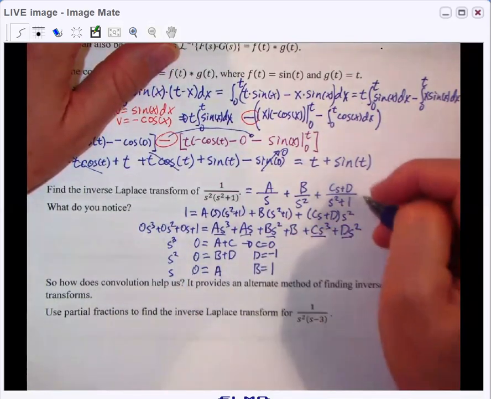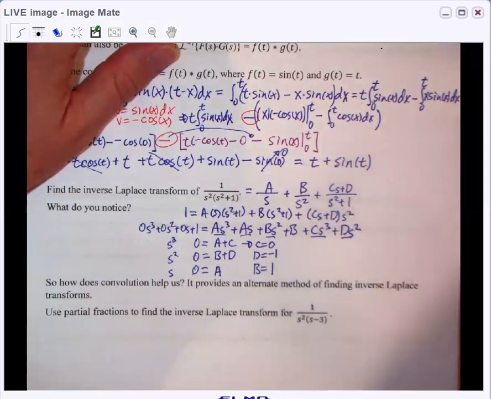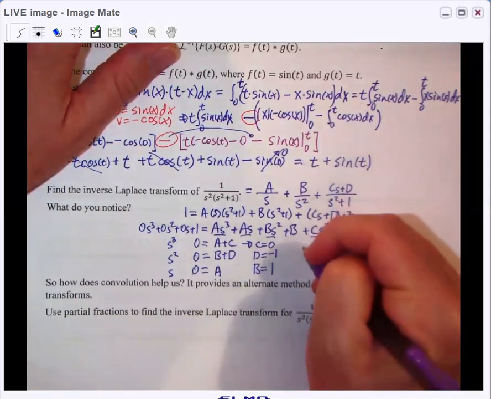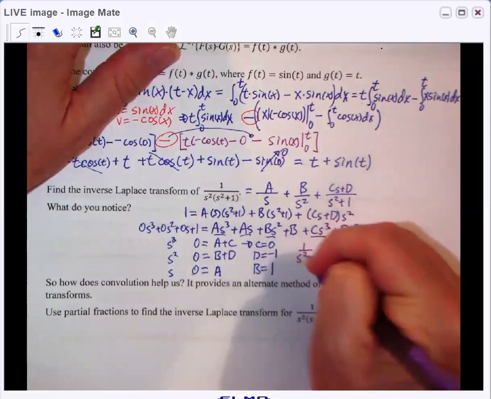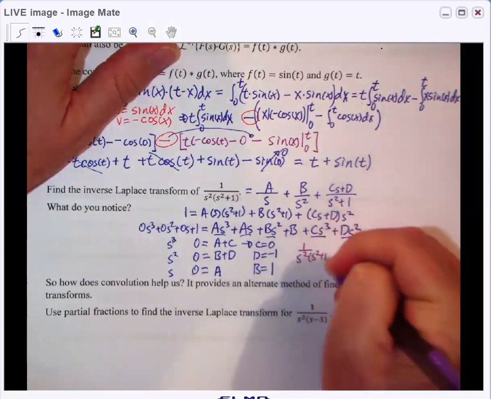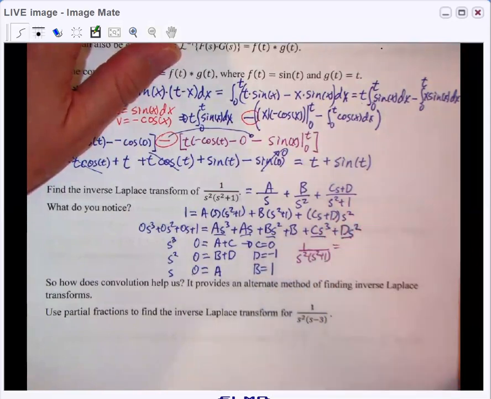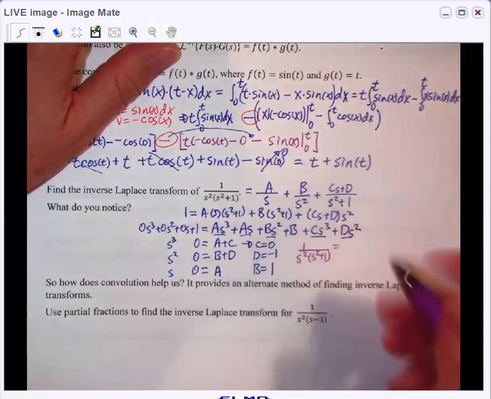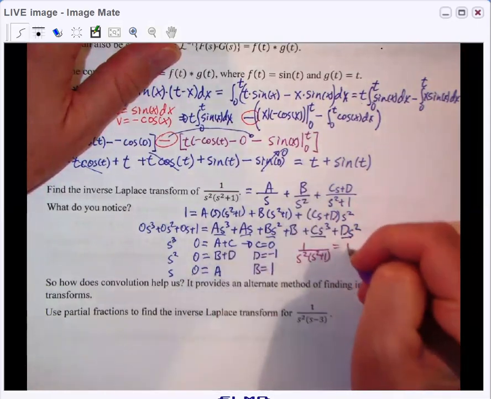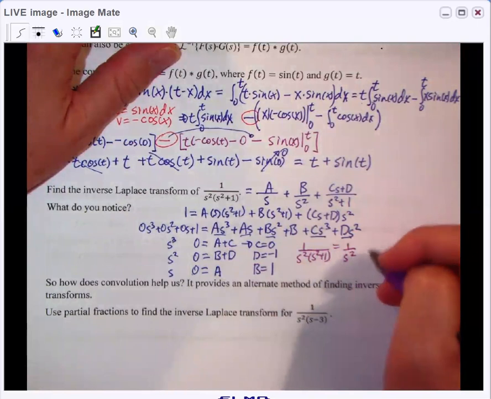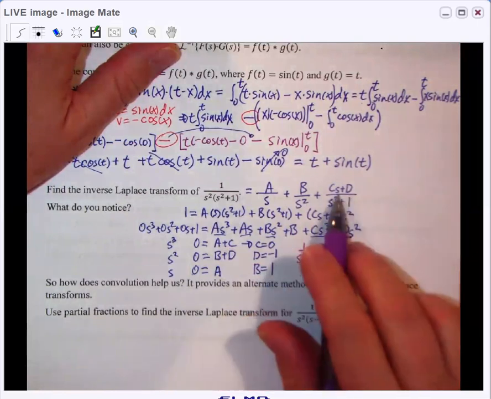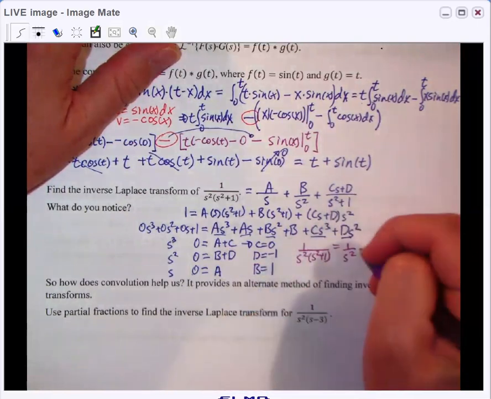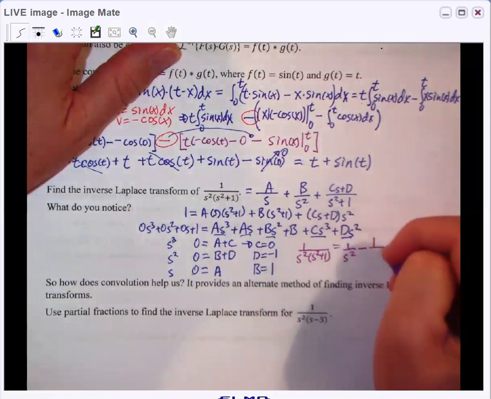So our partial fraction decomposition then would be 1 over s squared times s squared plus 1 is equal to, let's see, we got b is 1. So we got 1 over s squared plus c is 0 minus 1. I'm going to bring the minus down here, so minus 1 over s squared plus 1.